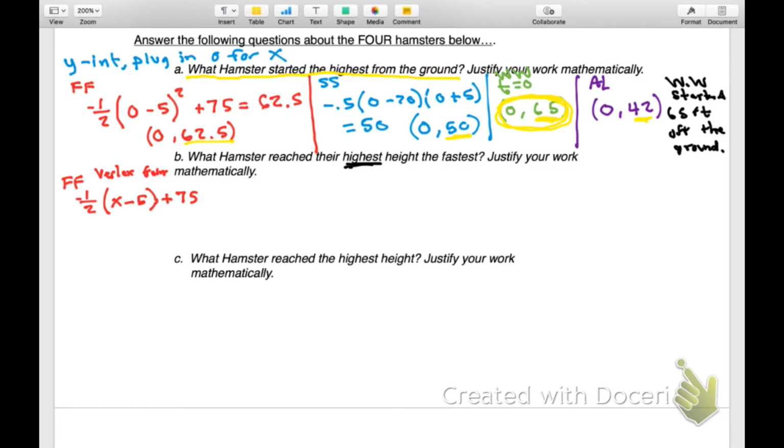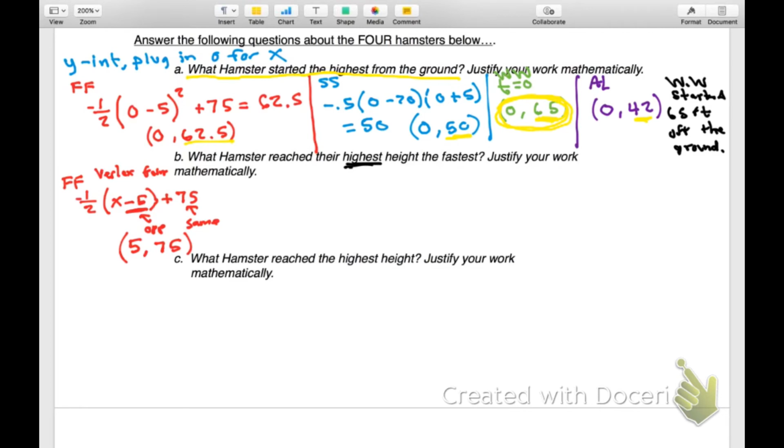So in vertex form, we just take, for our x value, the opposite here, and we take the same value here. So the vertex here, again, opposite of -5 is 5, comma, 75. Okay, so when it's in vertex form, you can just go ahead and pluck the vertex out of the quadratic equation.